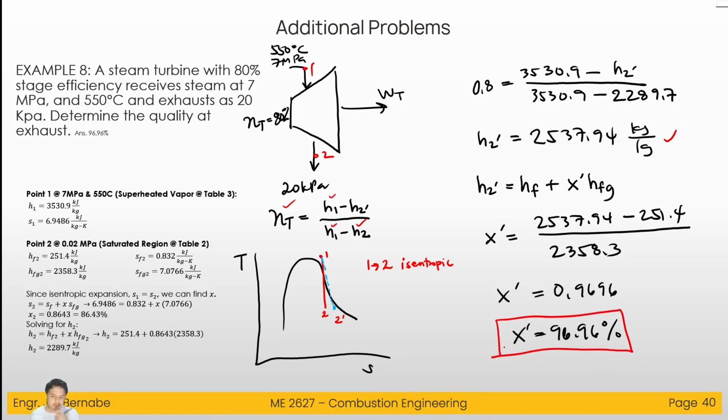So this confirms our graph here. As you can see, the more to the left it is, the lower the quality, so x is lower. But if it is to the right, x is higher. So the isentropic process has a lower quality, which is 86.43%, than the actual, 96.96%. Okay, so that's it. Thank you guys for listening.